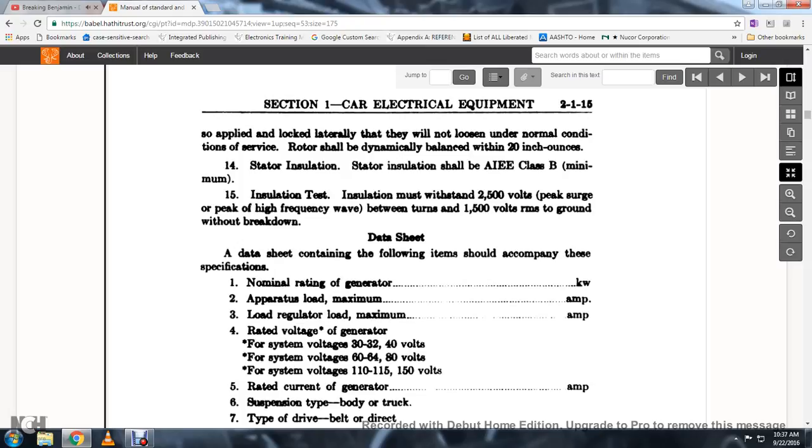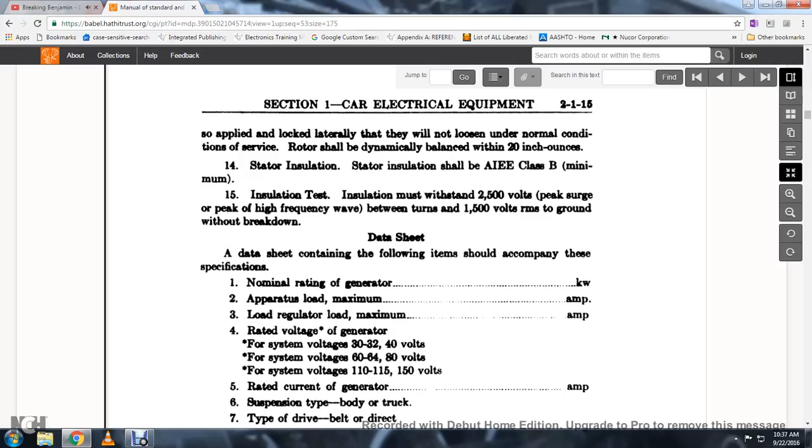14. Stator insulation. Stator insulation shall be AIEE Class B minimum. 15. Insulation test. The insulation must withstand 2,500 volts peak surge of high frequency between turns and 1,500 volts RMS to ground without breakdown.